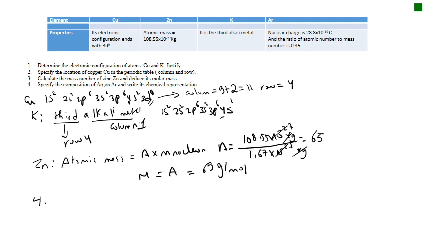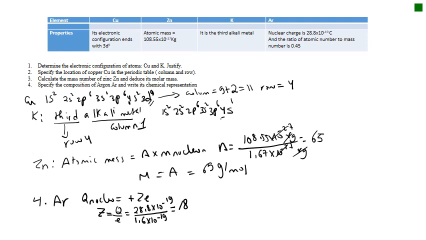Part 4, we have to specify the composition of argon and write its chemical representation. For argon, we have a nuclear charge of a nucleus equal plus Ze. So its atomic number is equal to charge of a nucleus over e. Charge of a nucleus equal to 8.28 times 10 to the power minus 19, and e is given. It is 1.6 times 10 to the power minus 19. By calculation, we get 18. This is the atomic number.